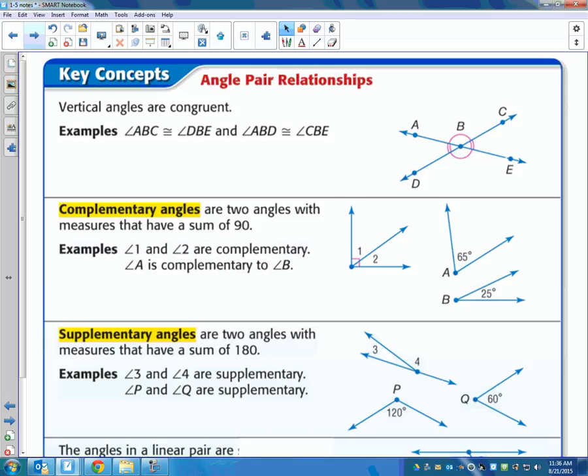How did I always remember which was which when I first learned them? Alphabetical order. C comes before S, so 90 comes before 180. That's how I always remembered. So if you don't know that, that's a good way to remember.